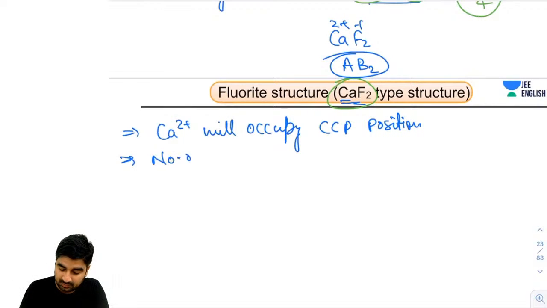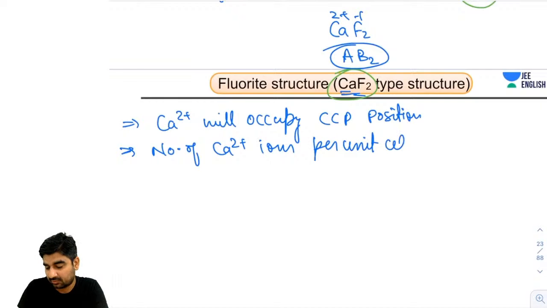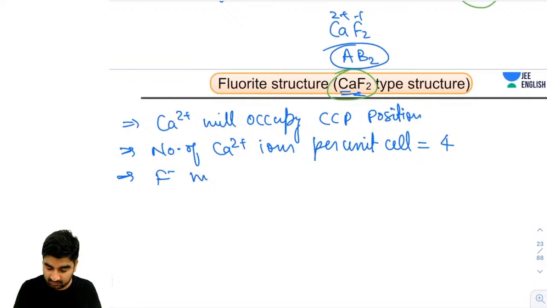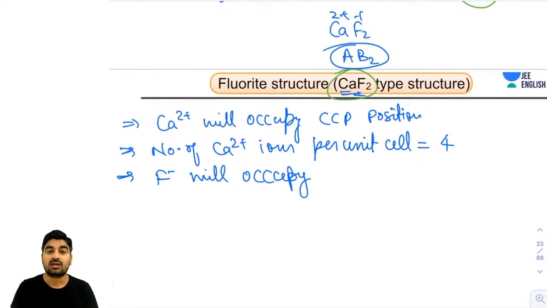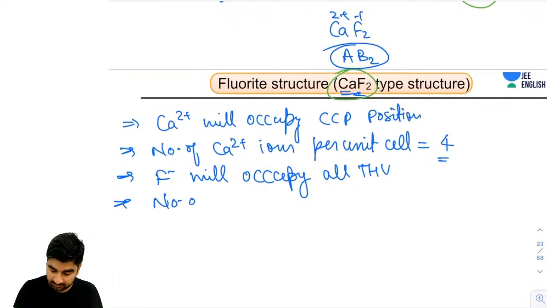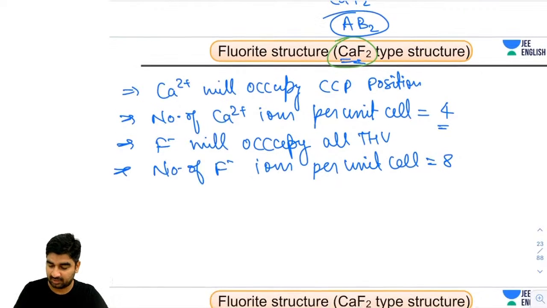So how many Ca2+ ions will be there per unit cell? 4. And now, where will the fluoride be? F- will occupy all tetrahedral voids. If there are 4 atoms making FCC, then there will be 8 tetrahedral voids and 4 octahedral voids. So the number of F- ions per unit cell will be 8.